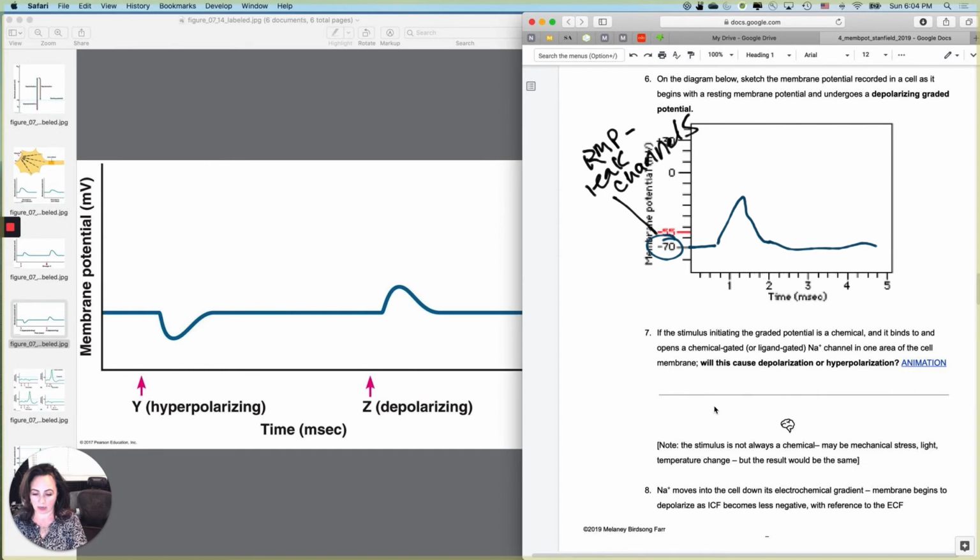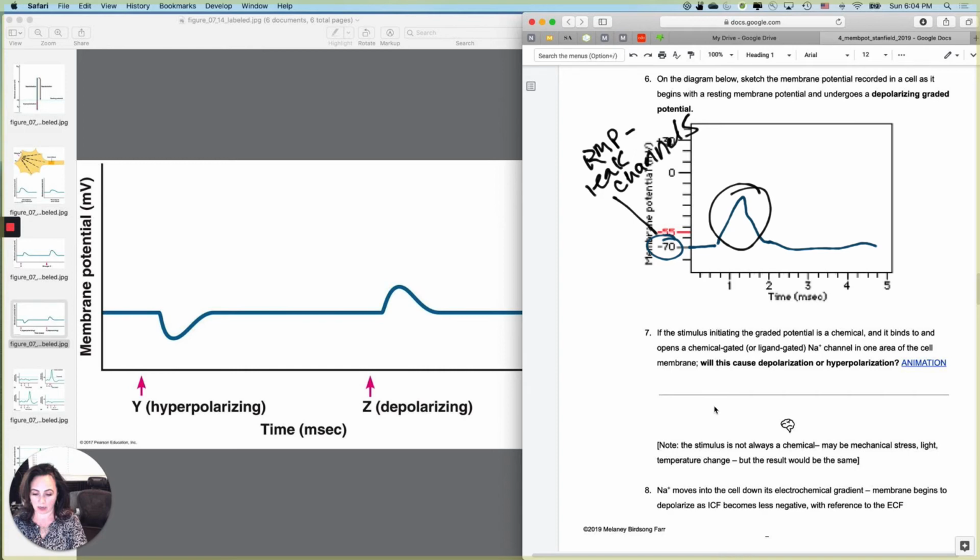Leak channels that allow unequal leaking of sodium and potassium. Okay, next question. What's going on here? What kind of channels: sodium or potassium, gated or leak, and open or closed? So how did I get there?